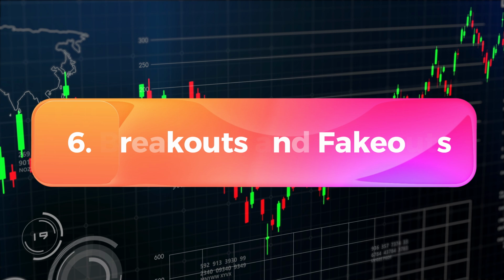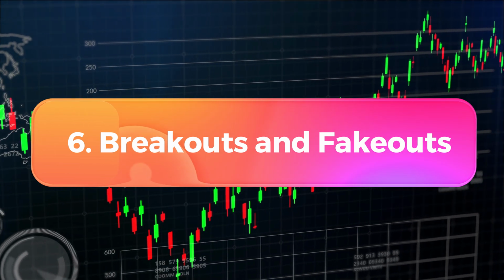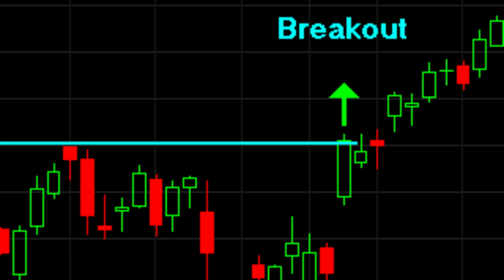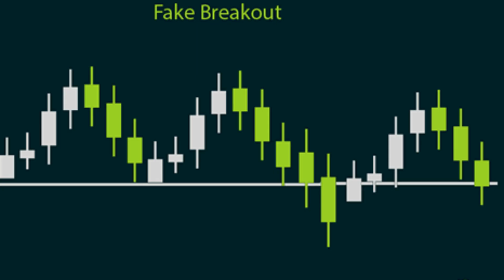6. Breakouts and fakeouts. Breakouts: a breakout occurs when the price moves above resistance or below support, signaling the potential start of a new trend. How to use: enter long trades after a confirmed breakout above resistance or short trades after a breakout below support. Fakeouts: a fakeout happens when the price breaks out briefly but quickly reverses. Always wait for confirmation before entering.